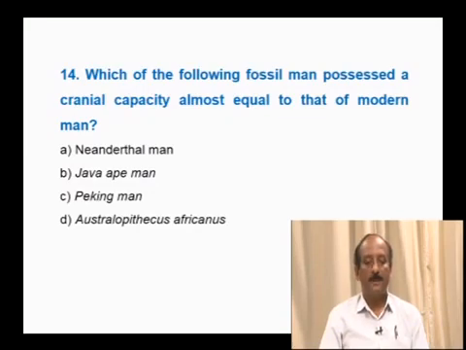Question number 14. Which of the following fossil man possessed a cranial capacity almost equal to that of modern man? Neanderthal man, Java ape man, Peking man, Australopithecine Africans. Here modern man means Homo sapiens. The cranial capacity of Homo sapiens is around 1500 cc, and the cranial capacity of Neanderthal man is 1400 cc. Hence, the fossil man Neanderthal possessed a cranial capacity almost equal to the modern Homo sapiens. Hence, the correct answer for this question is Neanderthal man.